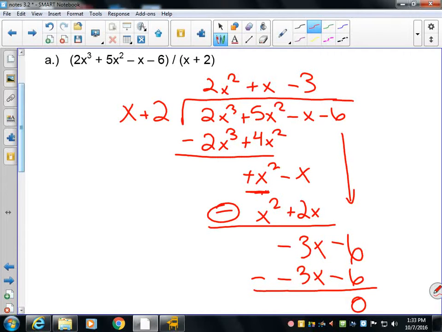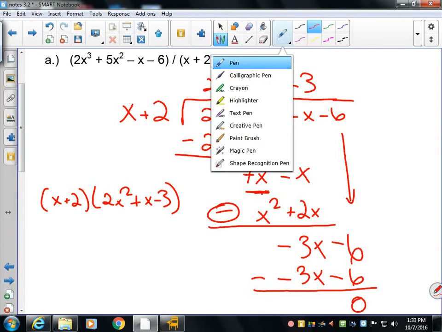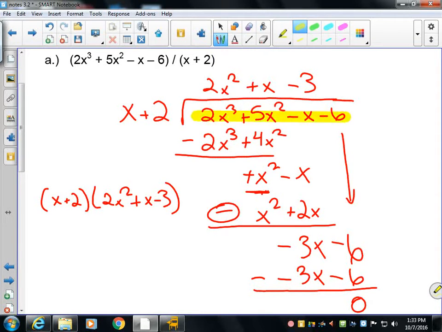x plus 2 times 2x squared plus x minus 3 should give us, what should it give us? It should give us that thing, right? Straight out. So let's FOIL.